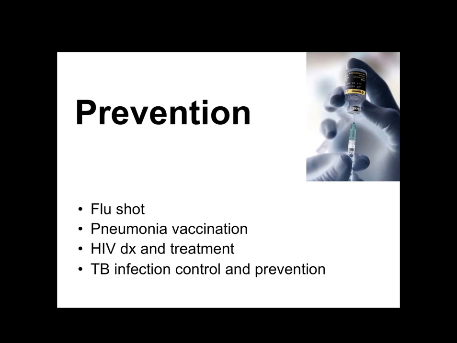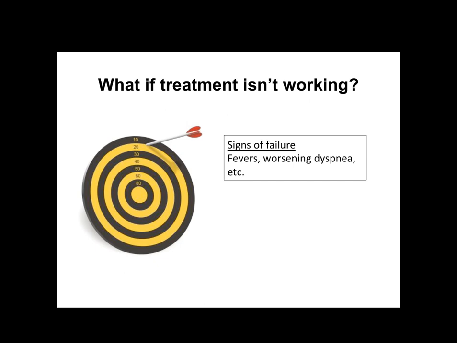Very importantly, we've been talking about pneumonia treatment, but I want to make sure that you know that we can prevent pneumonia. Getting your yearly flu shot prevents secondary bacterial pneumonia, prevents influenza pneumonia. And in people in whom it's indicated, pneumococcal vaccination clearly prevents pneumonia. HIV is a major driver of pneumonia around the world, and so preventing and treating HIV prevents pneumonia. And the same thing is true of TB control and prevention.